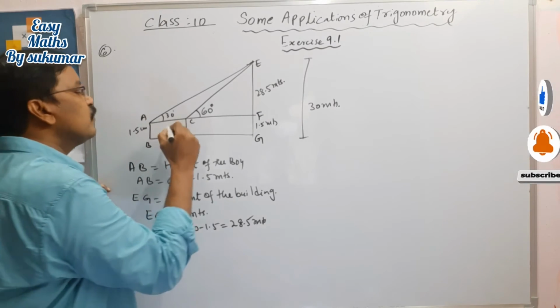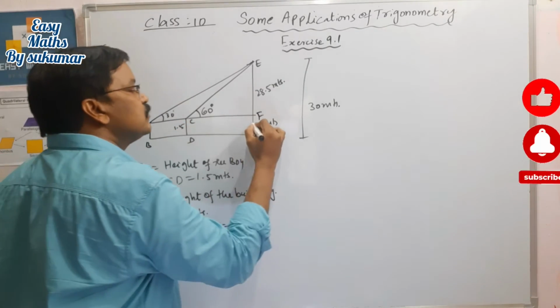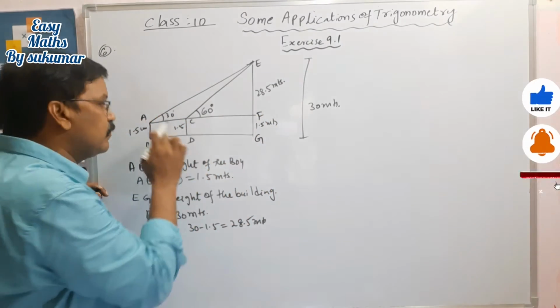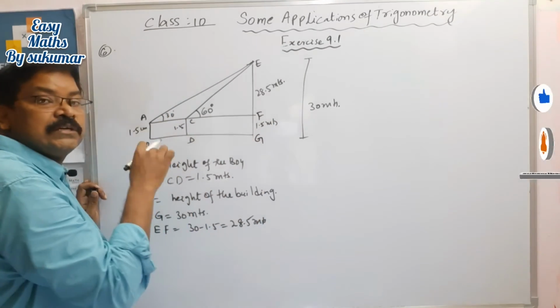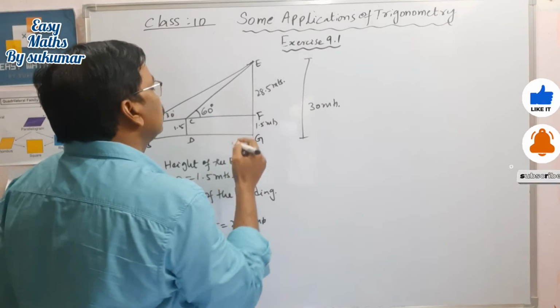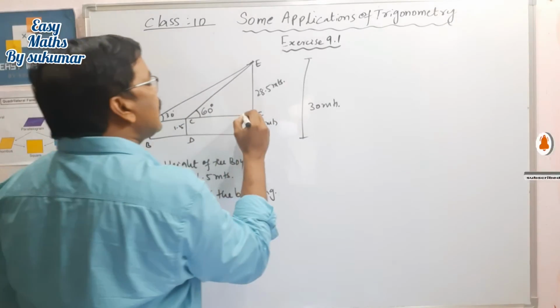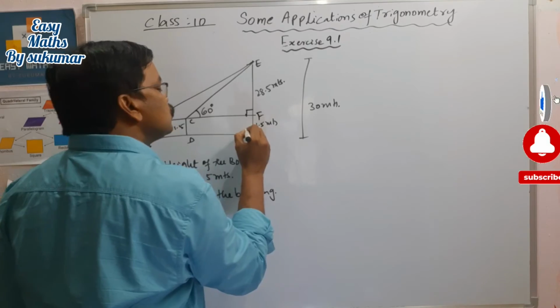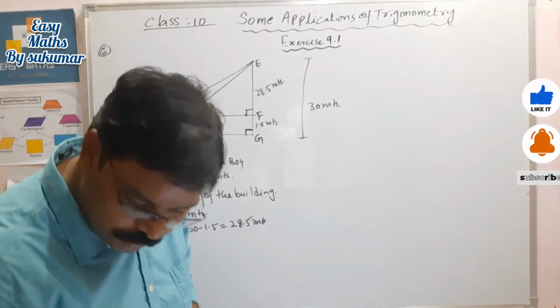So this is 1.5. This is also 1.5, and FG is also 1.5. Just imagine this is a rectangle. Opposite sides are equal, right? Here, my dear students, this angle is 90 and this angle is also 90.